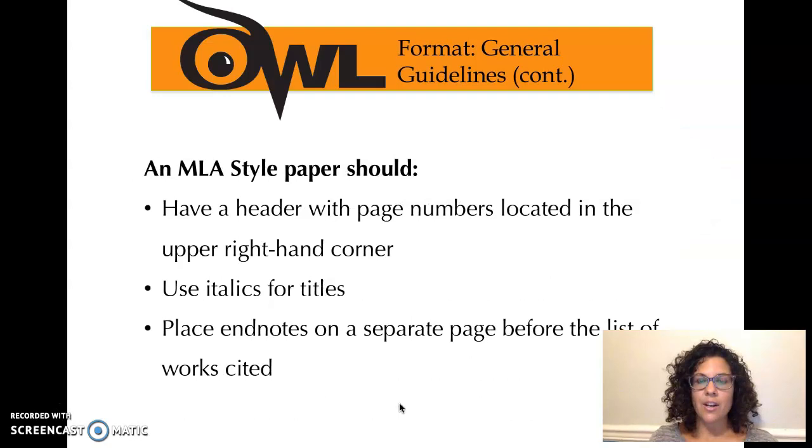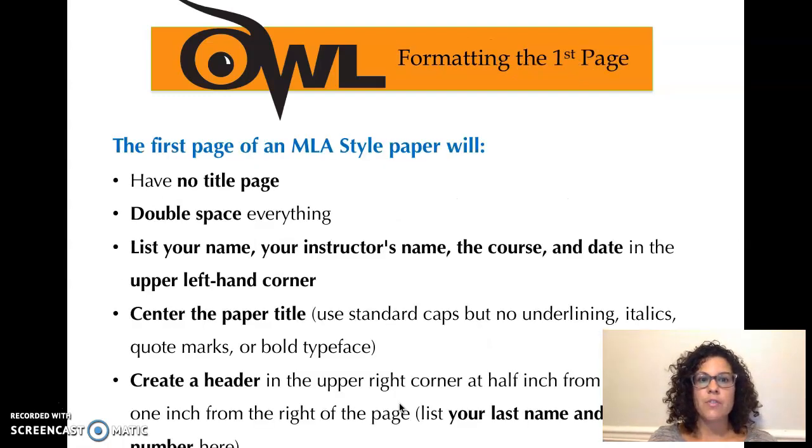You always want a header with the page numbers up in the right. It says use italics for titles, but they're not talking about the title of your essay. They're talking about titles of books or movies or newspapers. We're not going to worry about endnotes because we're not using them here. So the first page has no title page, and everything is double spaced. You're going to have your name, my name, the course, and the date in the upper left corner. That's all going to be double spaced as well.